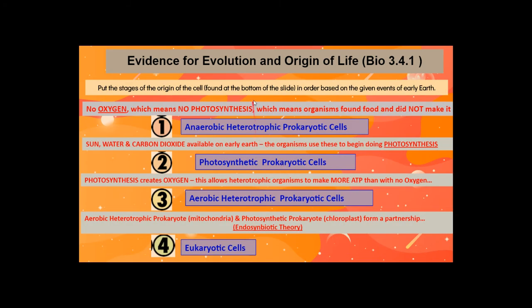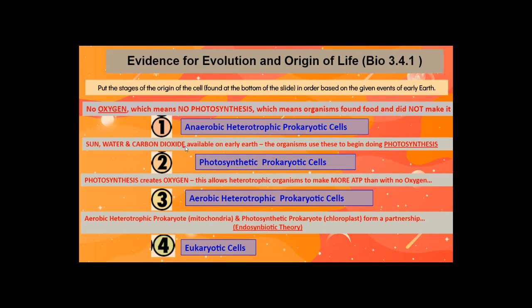Evidence for evolution and origin of life. So at first there was no oxygen and no photosynthesis. So the first organisms were anaerobic. They didn't require oxygen. They were heterotrophic. They ate other stuff, and they were prokaryotes. They did not have a nucleus.